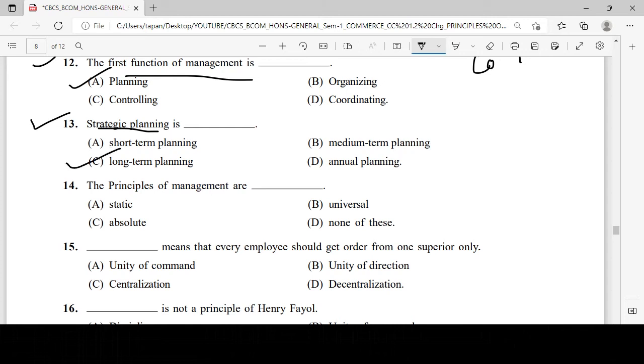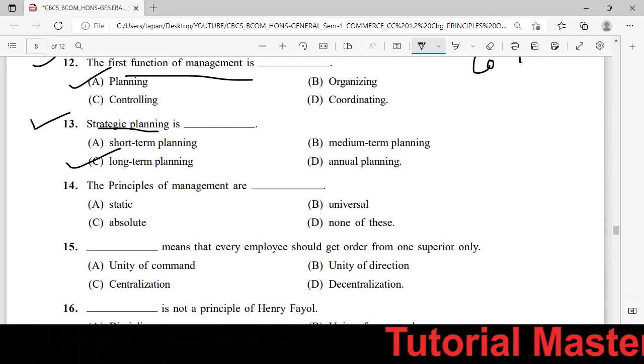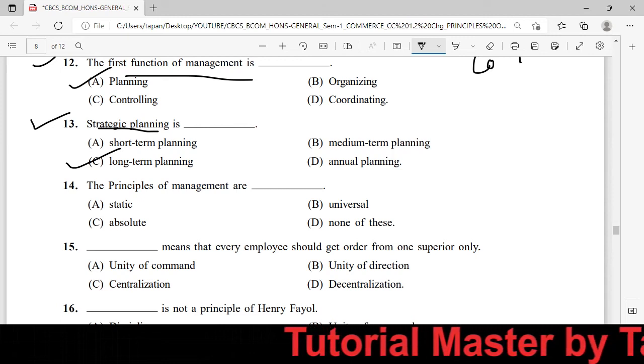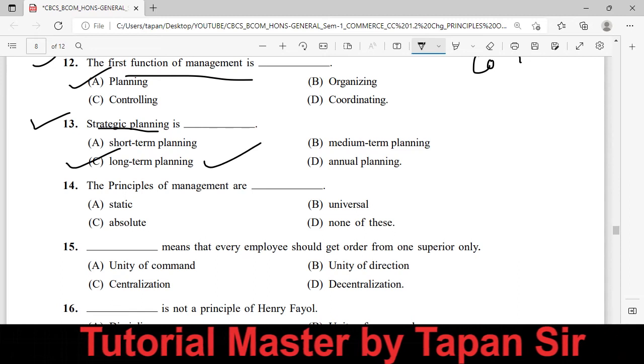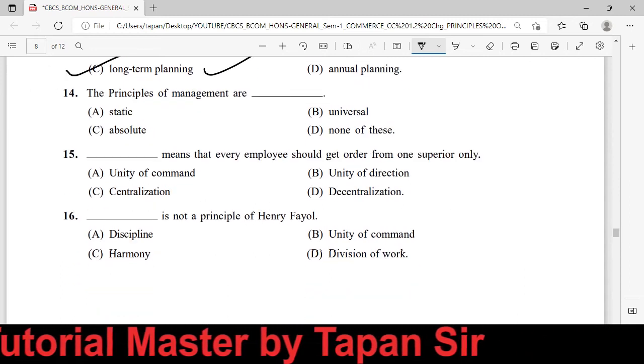Strategic planning is always long-term planning. It does not include any short-term planning or medium-range planning. It is always related to long-term planning, that means more than 5 years. Mind it.